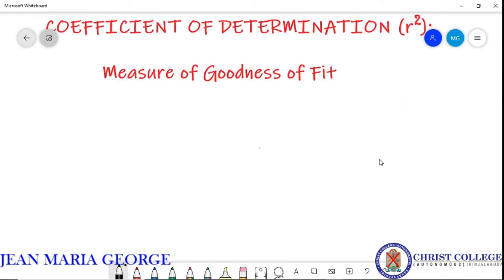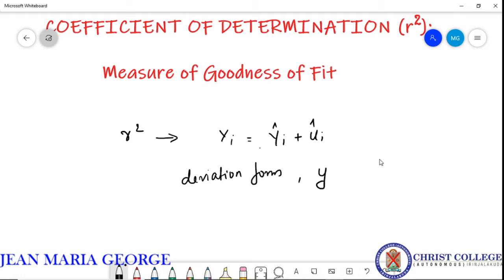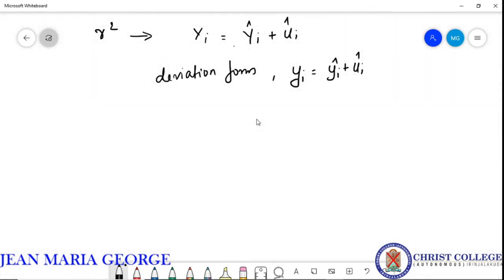So for computing R square, first we have to recall that our population regression function yi is equal to yi hat plus ui hat, or in the mean deviation form, we can write this as small letter yi is equal to yi hat plus ui hat. So this is the equation in the mean deviation form, where yi is capital Yi minus Y bar, and yi hat is Yi hat minus Y bar. So when we are taking the deviation form, we are representing it with the small letter y and yi hat.